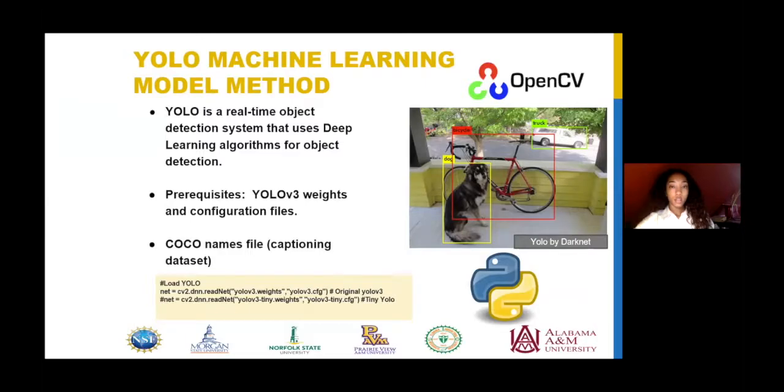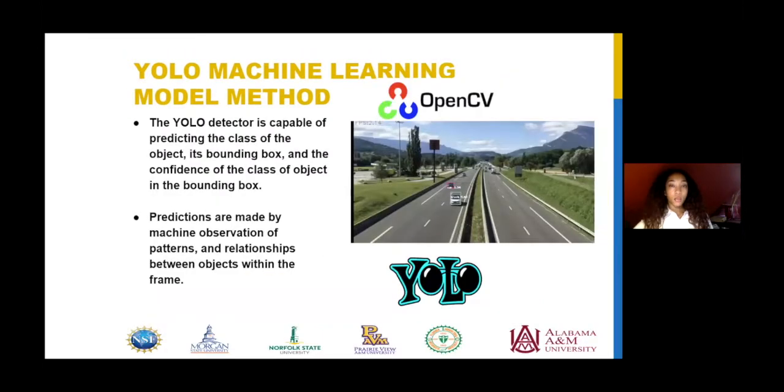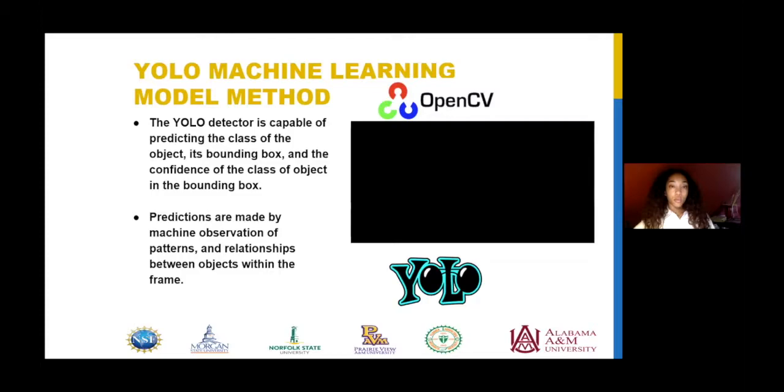yolov3.cfg is the software configuration file, and we need it because it contains the layout of the functions that make YOLO work. The YOLO detector is capable of predicting bounding boxes, class labels, and confidence numbers. As you can see in this video, the confidence number is attached to each detected bounding box. The confidence number represents the accuracy of the predicted class in terms of percentage. The predictions made by the machine are based on its ability to observe patterns and relationships. As you continue to feed the machine data, the better it becomes at classifying objects. Some of the challenges we faced with the YOLO method were troubleshooting program errors and figuring out how to speed up the output video results.